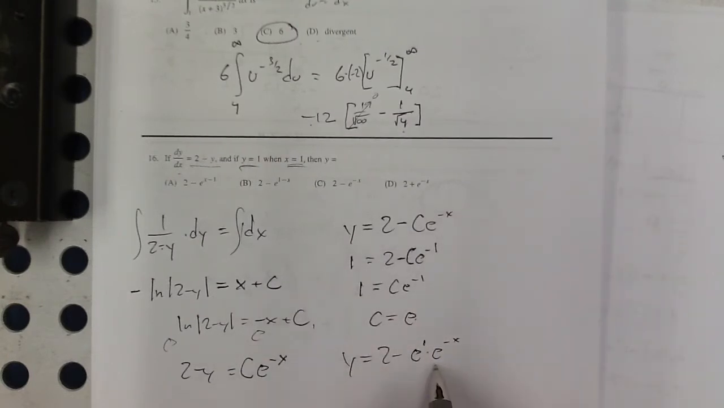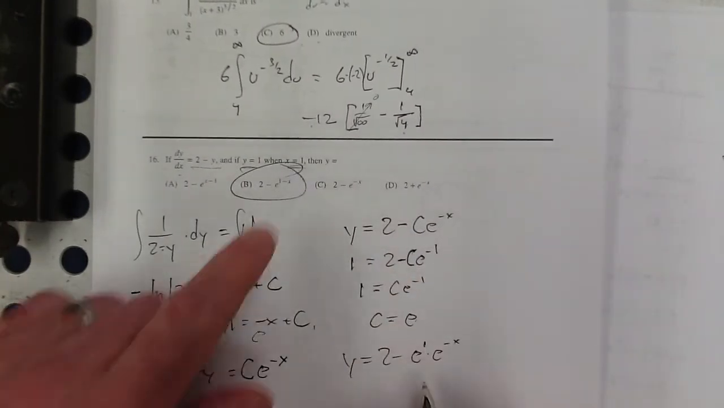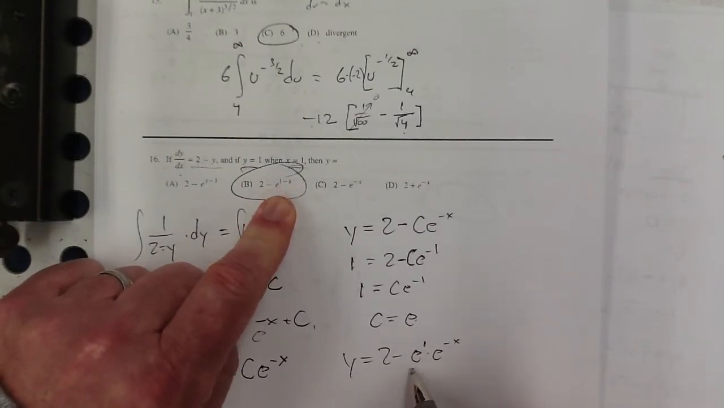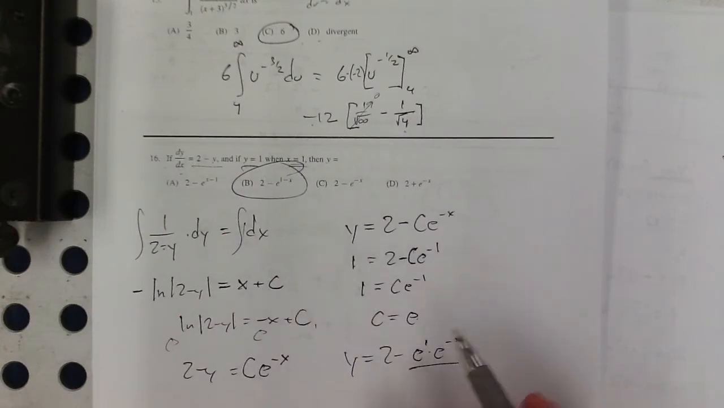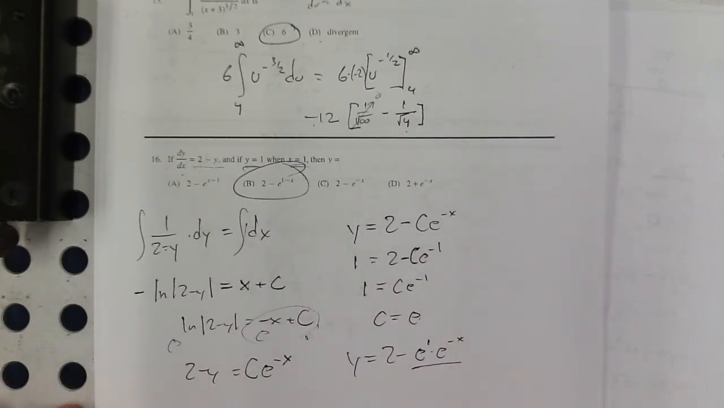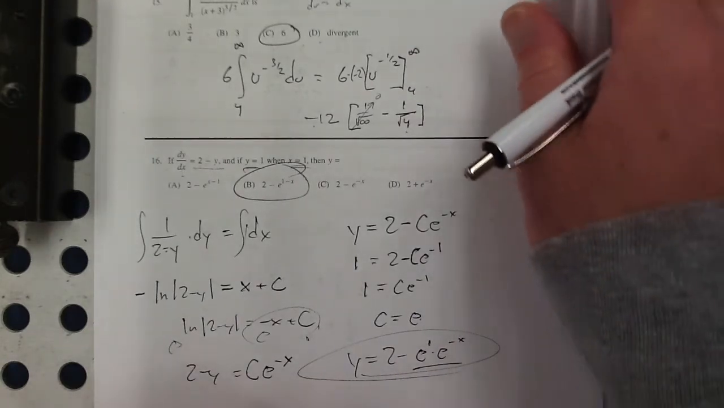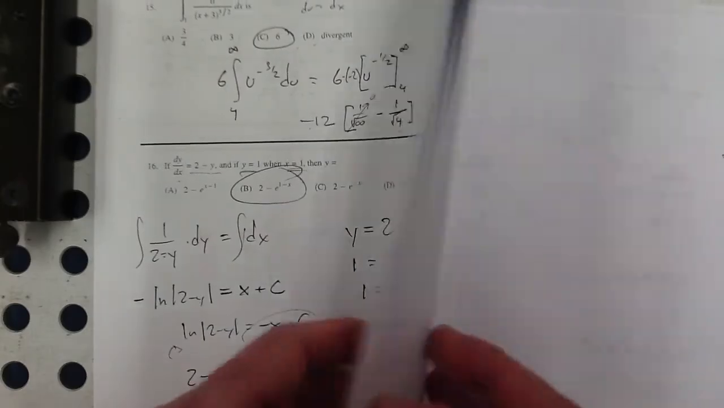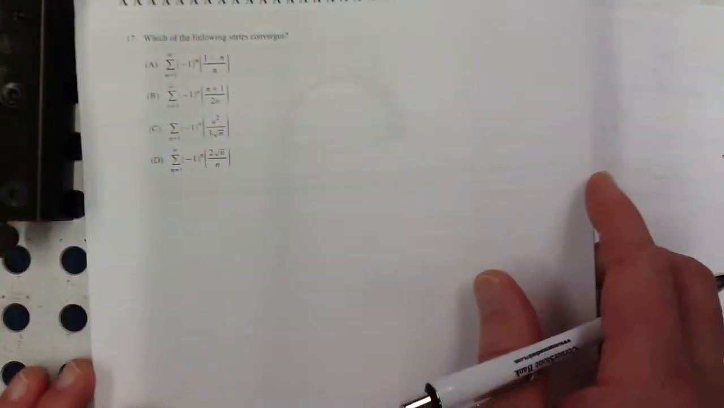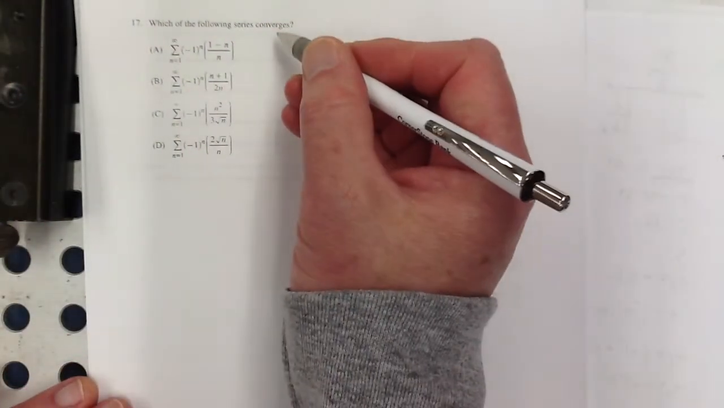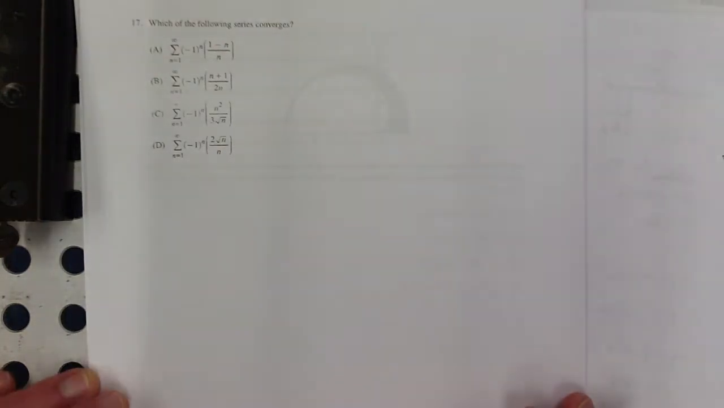So I think that's the same thing, right? e to the 1 times e to the minus x is e to the 1 minus x. So I guess we would have got there a little bit more directly if we had left the c up here and then solved for it that way. But that's all good. And of course, if it was free response, that's a perfectly legit way to write the answer. That's 16 is B. Number 17, which one of these following series converges?